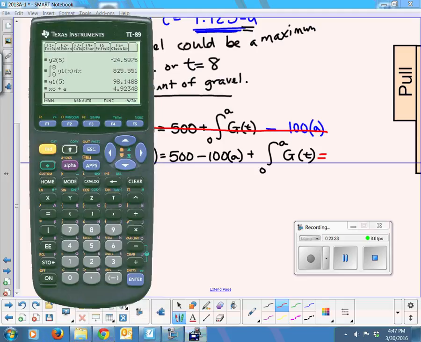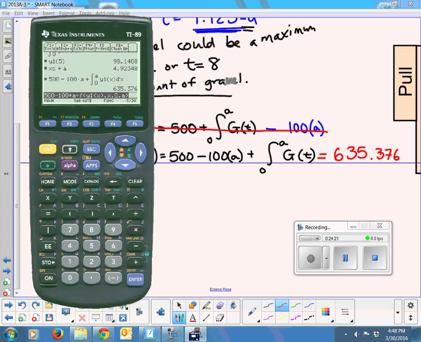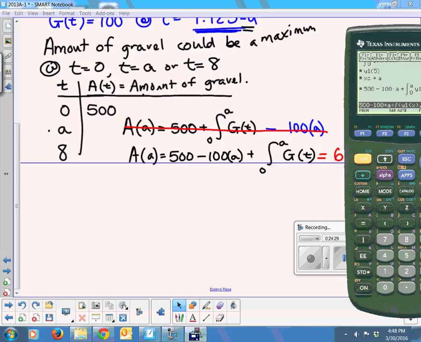Okay, good. So what we have is 500 minus 100 tons per hour times a hours, alpha a, plus the integral of y1 of x, comma, we're integrating from 0, comma, to a, alpha a, bracket, and enter. And I am guessing there is no part E of this problem. Ooh, it tells us that amount is 635.376 tons.